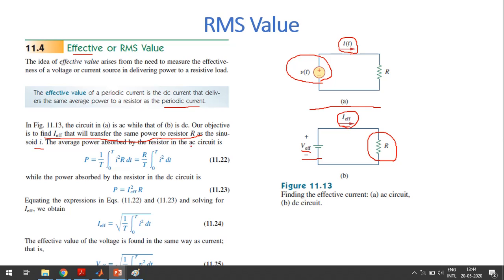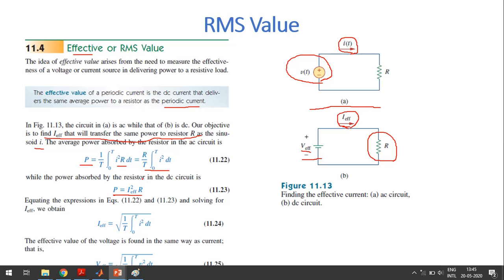The average power absorbed by the resistor in an AC circuit is given by the formula P equals 1 by T integral from 0 to T of i squared R dt. Since R is constant, this is R by T integral from 0 to T of i squared dt. The average power absorbed by the resistor in the DC circuit is I effective squared R. This is the value of average power in the DC circuit, and the earlier one is the average power in the AC circuit.